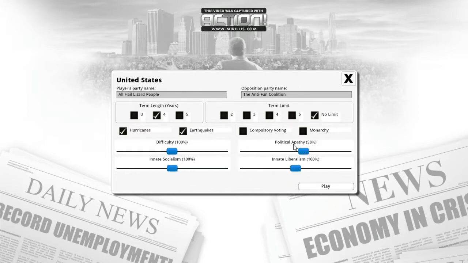And then political apathy, this is set differently based on the country that you choose. It's funny because when I played Canada, I think it was at 41% and the UK was about 38%. And I thought that was really depressing. And then I played the United States and I thought, 58%. It's very grim. That's what we're working with.